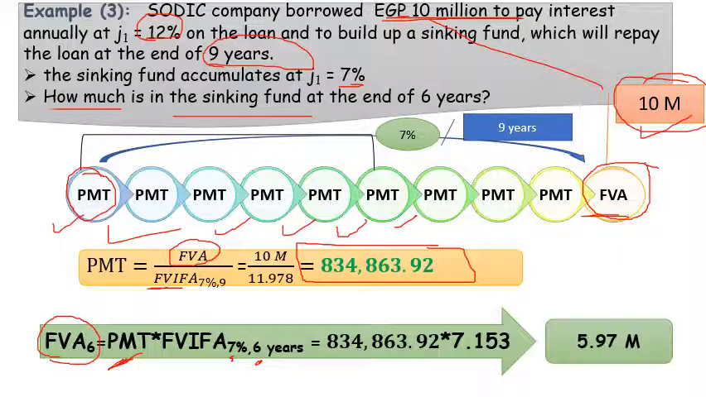So Sodic has 5,971,781 Egyptian pounds at the end of year 6.